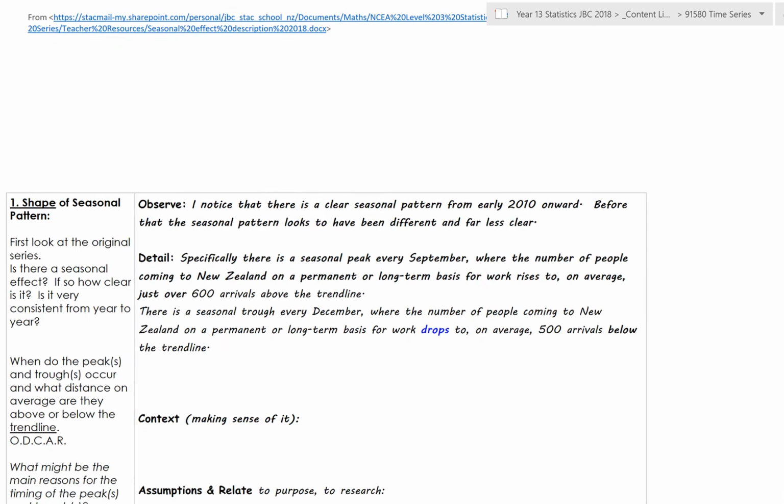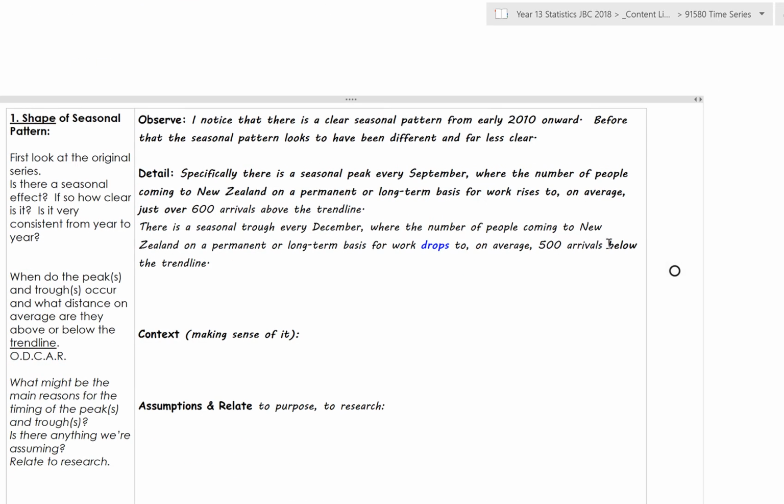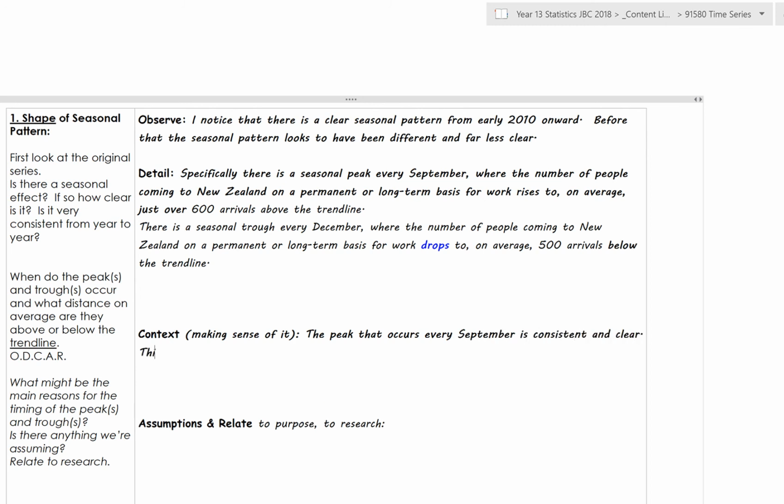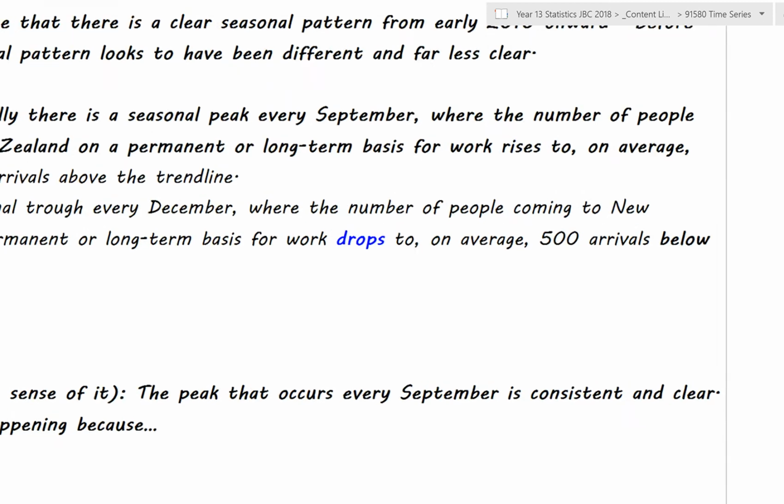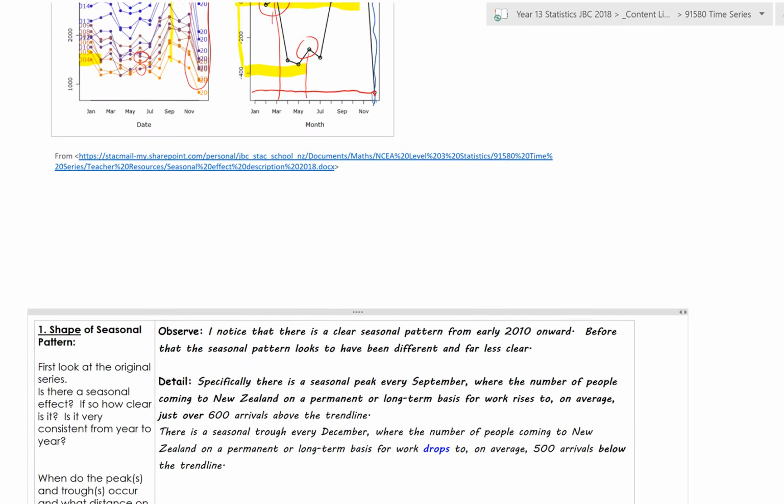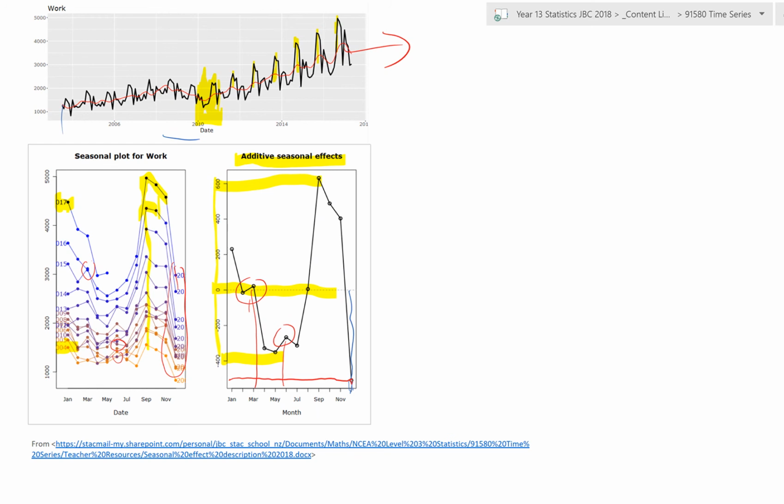Okay? All right, so context. That's probably all I need to say about the peaks and the troughs. Context. Okay, the peak that occurs every September is consistent and clear. This could be happening because, and then we need to think about it. Why might the number of arrivals to New Zealand for working purposes peak every September?